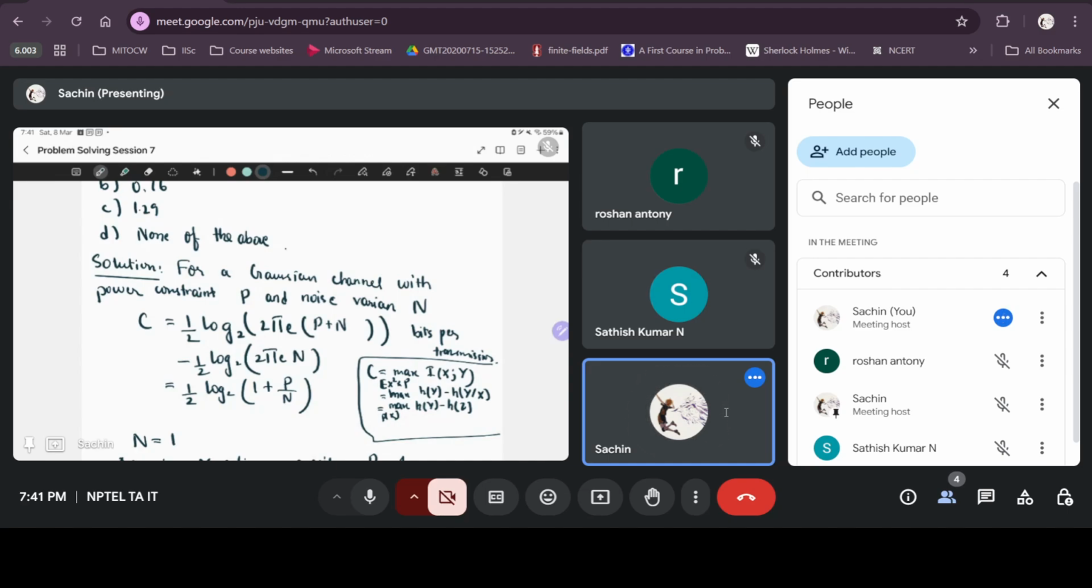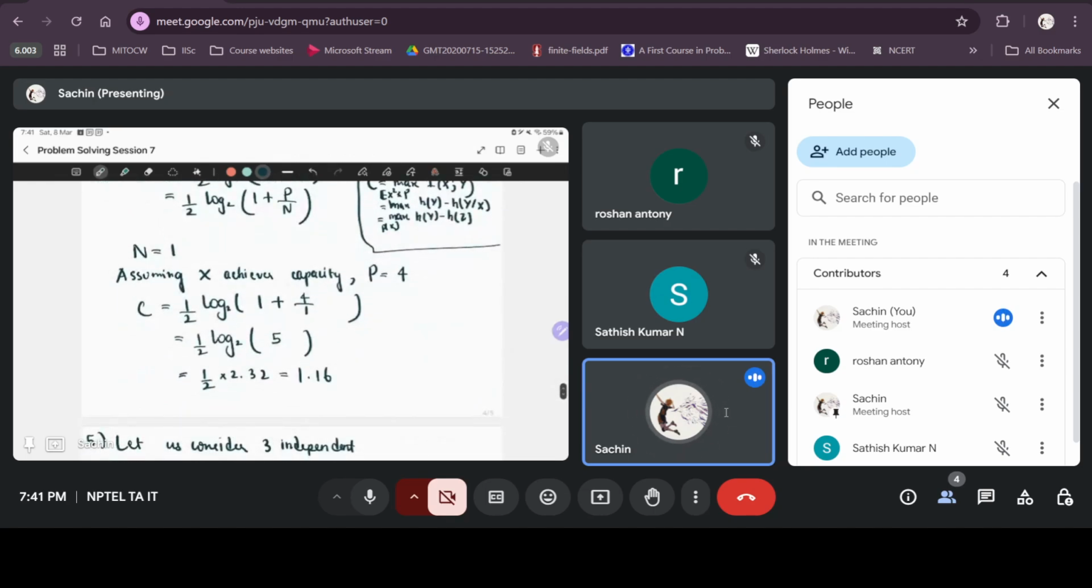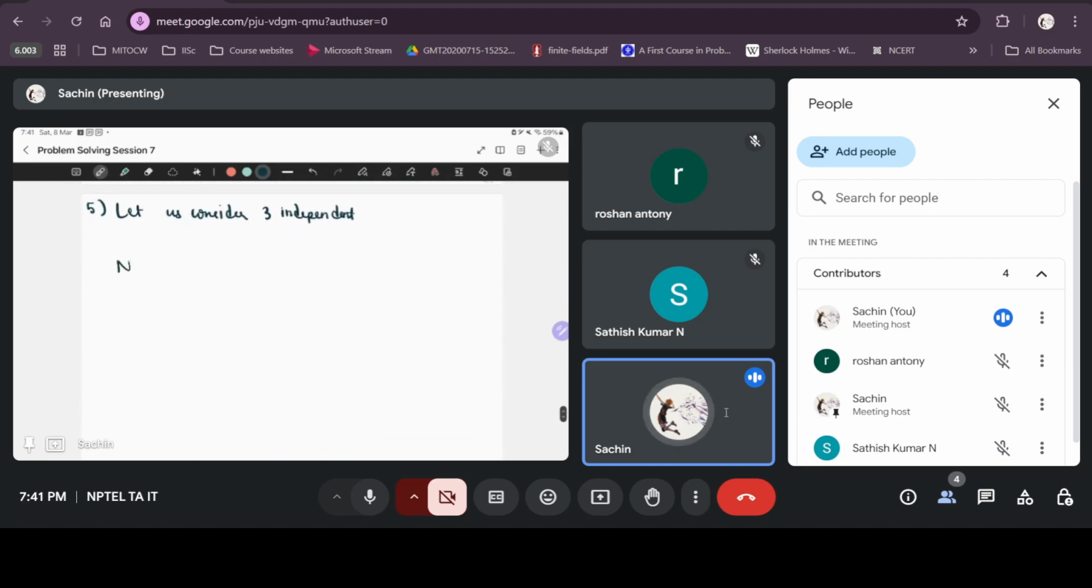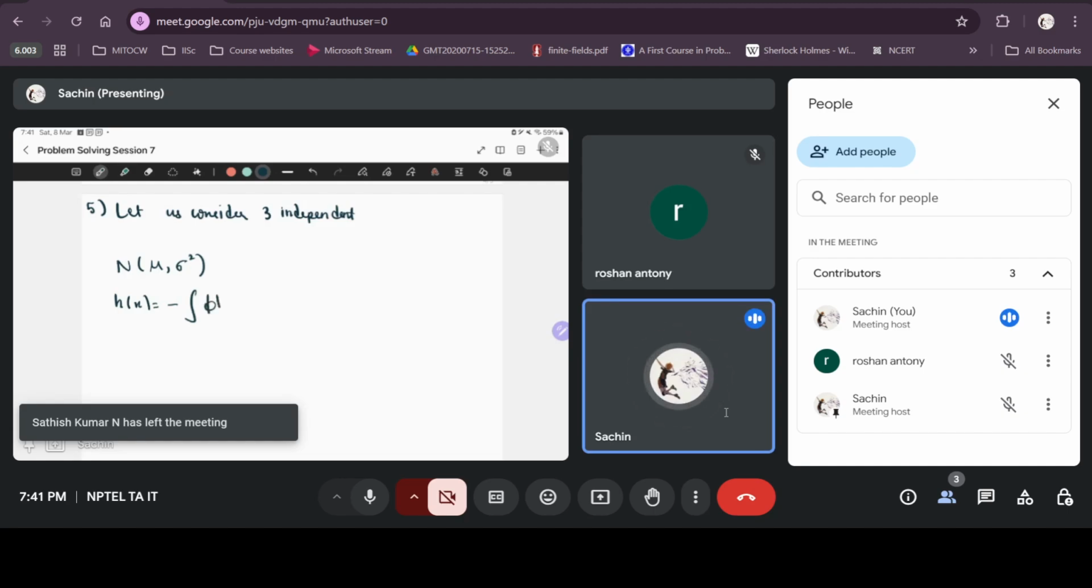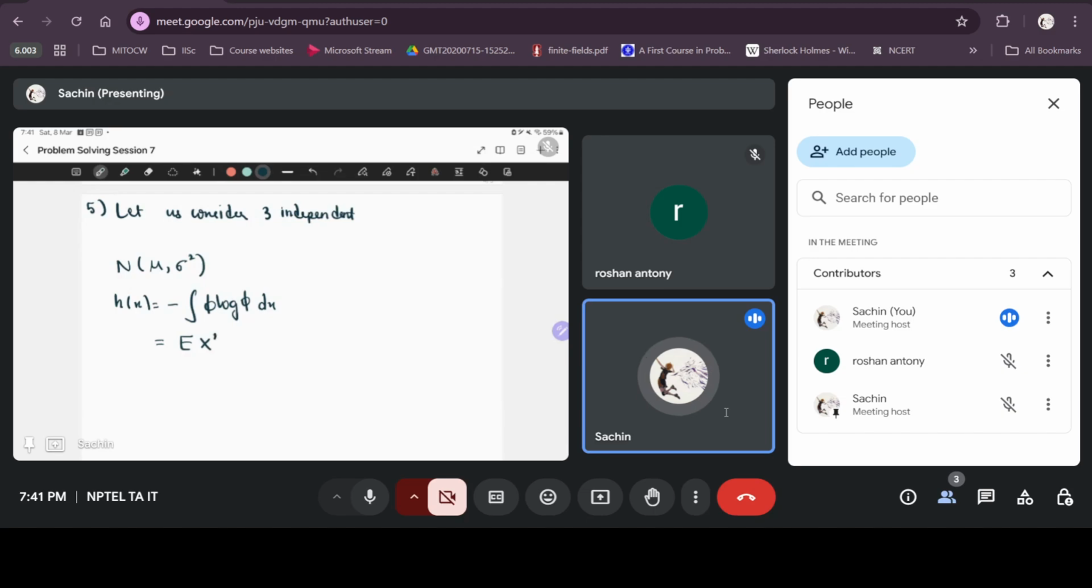So, if you do the derivation for differential entropy of a Gaussian random variable with mean mu instead of 0 and variance sigma square, h of x is minus integral the density log of the density function. If you carry out the integration, if mean is 0, what you get is E of x square by 2 sigma square plus half log of 2 pi sigma square.